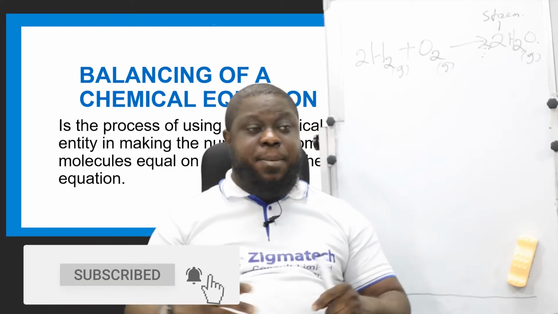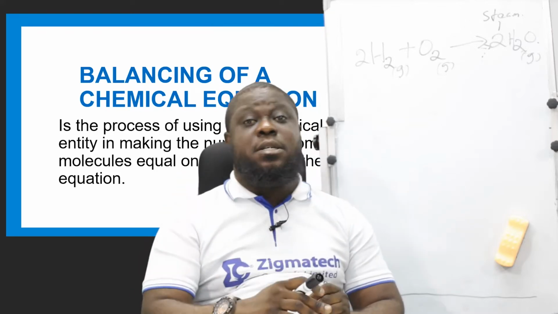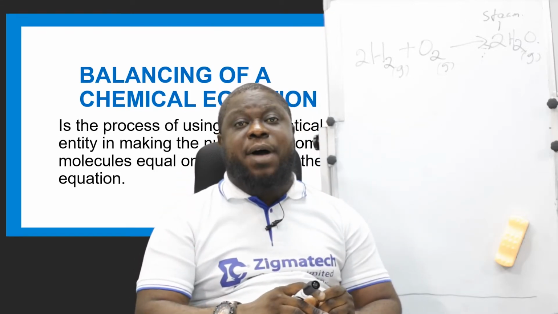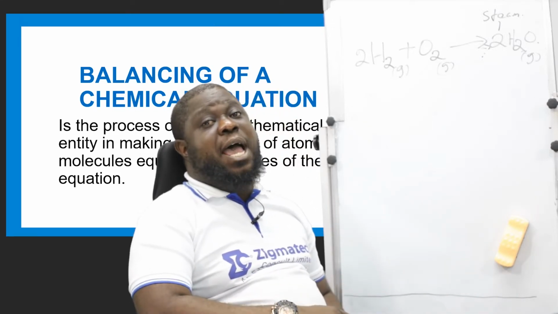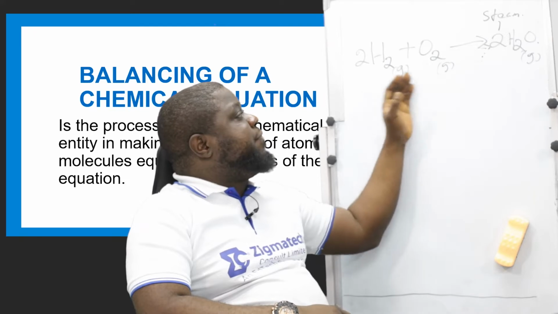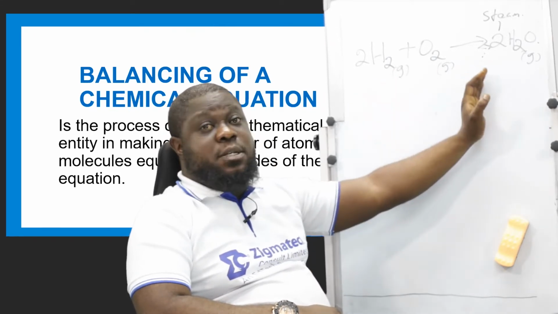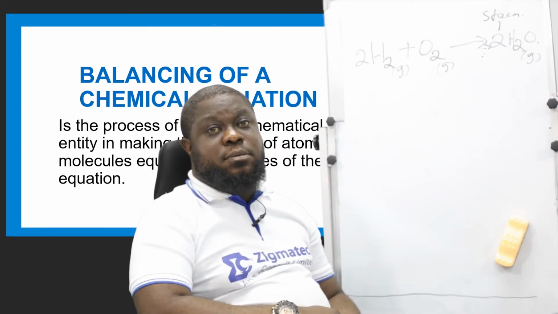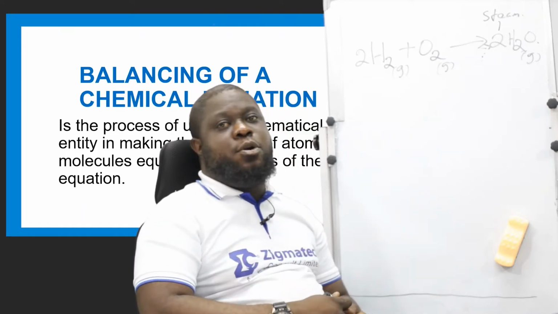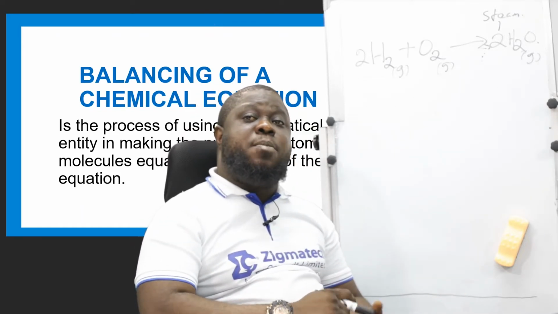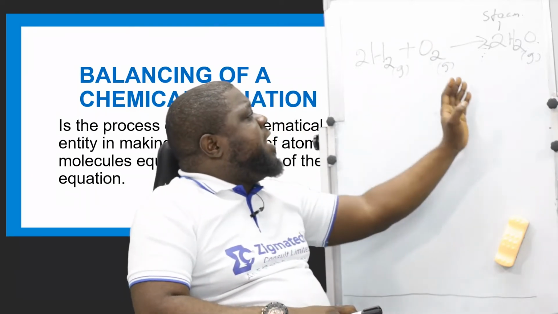Now, what is balancing of a chemical equation? Balancing of a chemical equation is the process of using mathematical entities to make the number of atoms and molecules equal on both sides. Remember, I told you an equation has both sides: the left and the right. The left are the reactants and the right is the product. The atoms must be equal on the left and on the right.